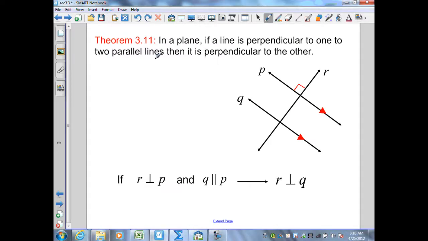Our next theorem, in a plane, if two lines are perpendicular to one of two parallel lines, then it is perpendicular to the other. Here I'm given that R is perpendicular to P. Two lines that intersect and are perpendicular form right angles. I know that Q and P are parallel. And I also know when two lines are parallel and are intersected by a transversal, corresponding angles are congruent. Therefore, this angle must be a right angle. These two are corresponding angles. If that's the case, if two lines intersect to form right angles, then they must be perpendicular.